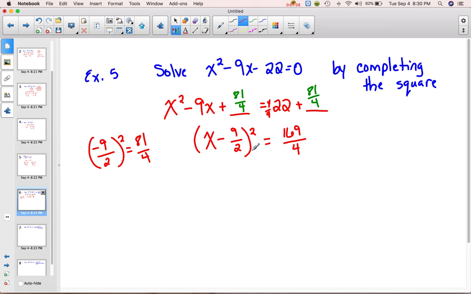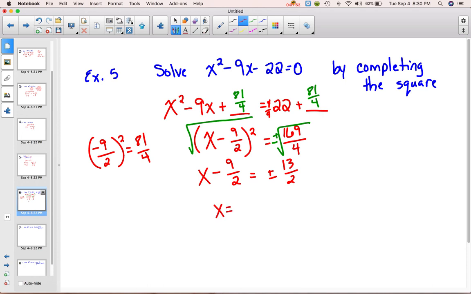Now there is a reason why I actually do leave it like that, because my next step, this problem now is just like the last problem we just did. So my next step is going to be to square root both sides. Well, notice 169 is a perfect square, it's 13 squared. 4 is a perfect square, it's 2 squared. So when I square root both sides, and don't forget plus or minus, I'll end up with x minus 9/2 equals plus or minus 13/2.